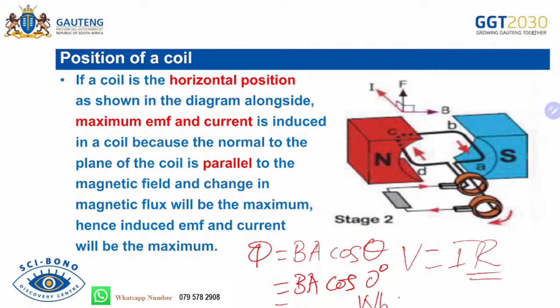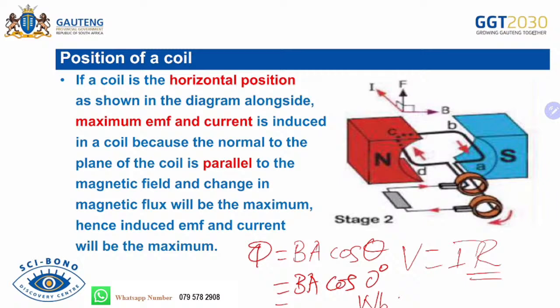So if the coil is in the horizontal position, let's not forget that maximum EMF is induced, maximum current is induced. Why is maximum EMF induced? It is because the normal to the plane is parallel to the magnetic field. And if the normal to the plane is parallel to the magnetic field, the magnetic flux or change in magnetic flux will be the maximum. And if the change in the magnetic flux is the maximum, the induced EMF will be the maximum also.